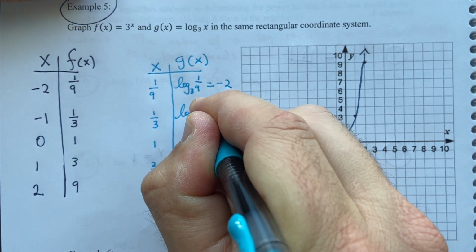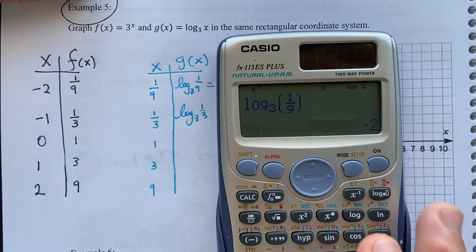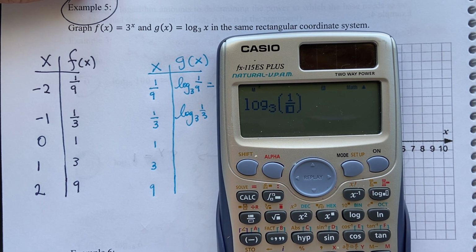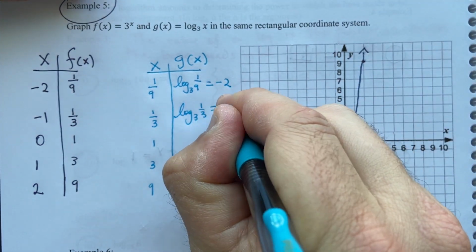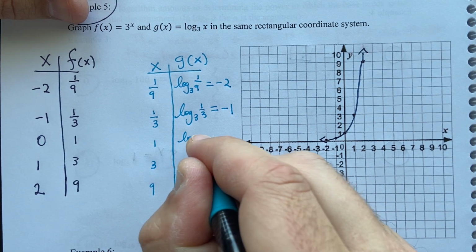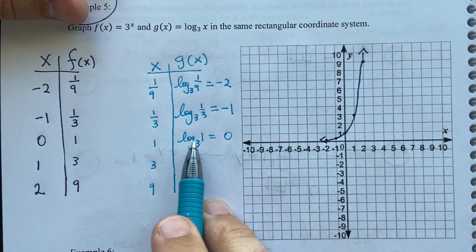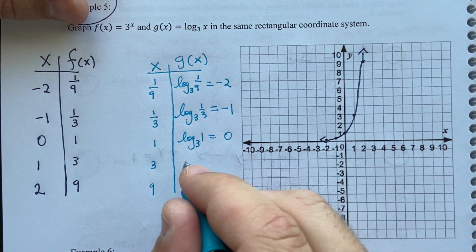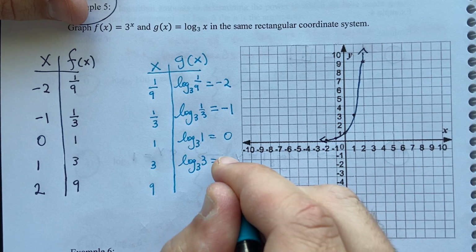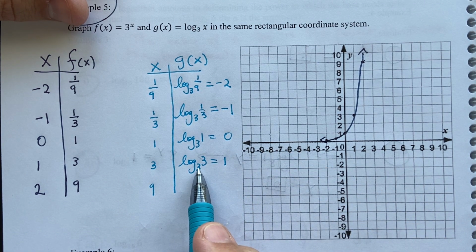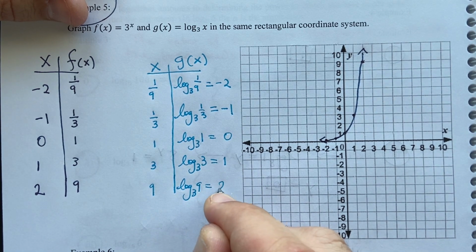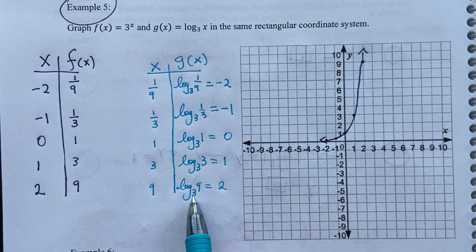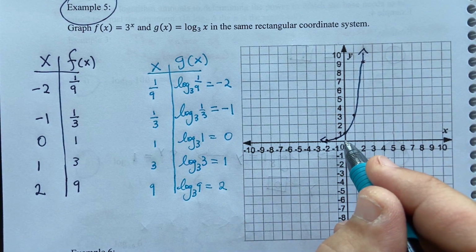Log base 3 of 1/3. Let's try that. That's -1. Log base 3 of 1, that should be 0, right? Log base anything of 1 is 0. Log base 3 of 3, that's a 1, because the power I put on the base 3 to make a 3 is a 1. Log base 3 of 9 is 2, because the power I put on the base 3 to make a 9 is a 2. So I'll plot these now.